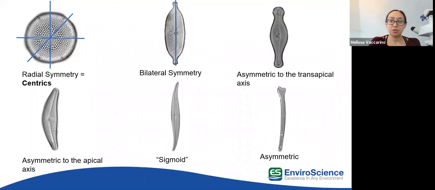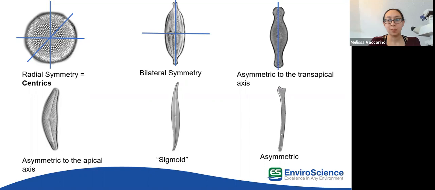In bilateral symmetry, you get a mirror image, both to the apical and transapical axis. And so the apical axis is, the apices are at the ends here. And so this is symmetrical to both the apical and transapical axis.